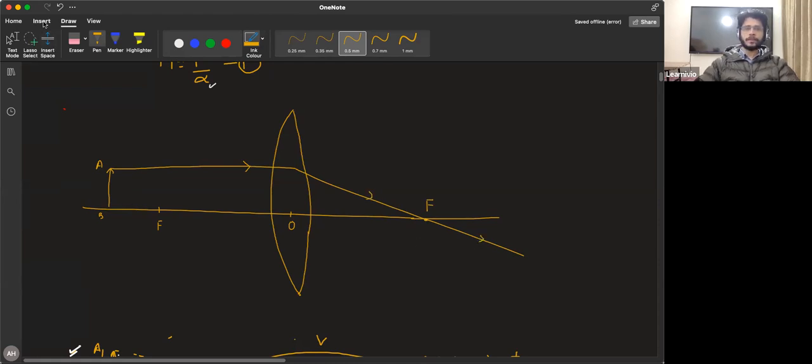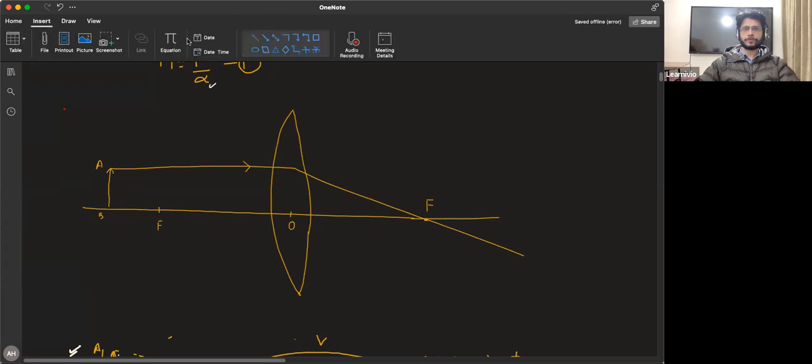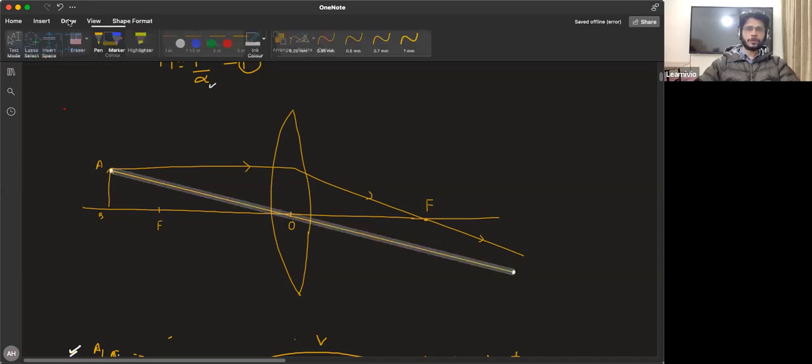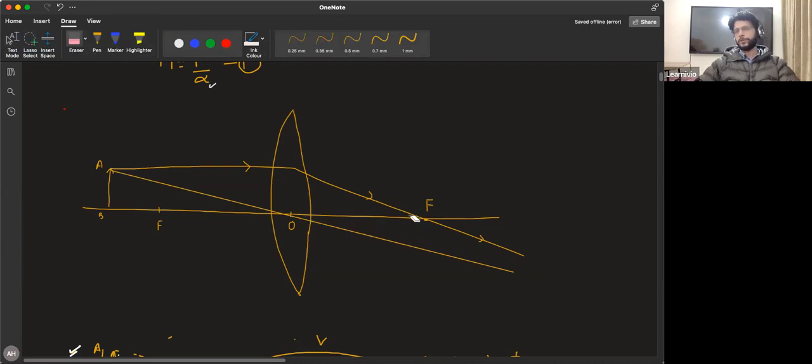Then there is another ray. This ray will pass through the optical center. And the point where these two rays meet will be your image. But see here, if I place this object beyond the focus, then these two rays will meet. You will get an image, but that image will be smaller than the object.